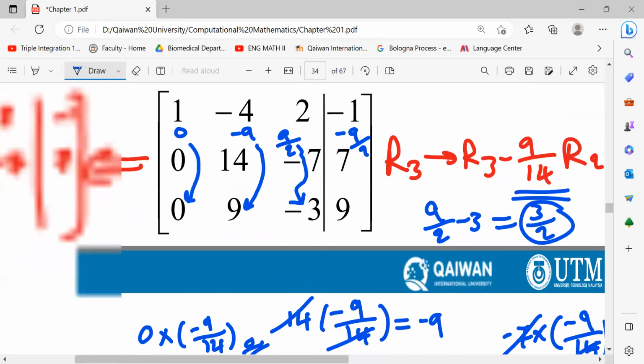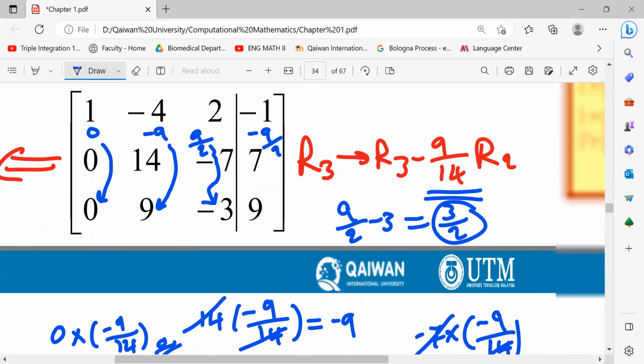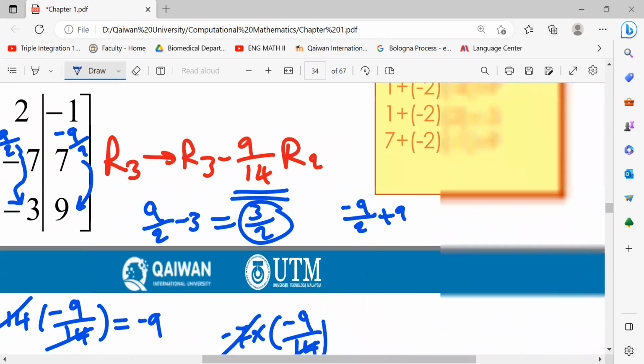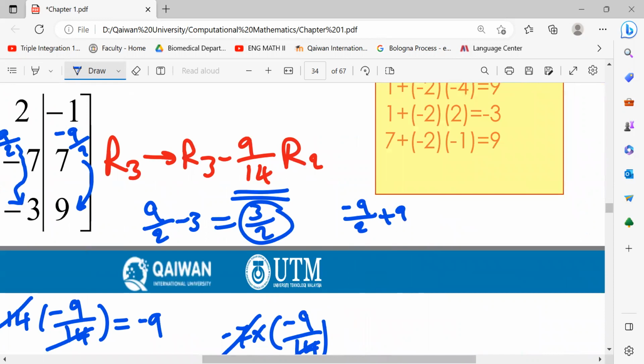Then, for the last one, it is minus 9/2. Minus 9/2 plus 9. We add this to this, 9. It equals what? 18 minus 9 is 9, so it's 9/2.